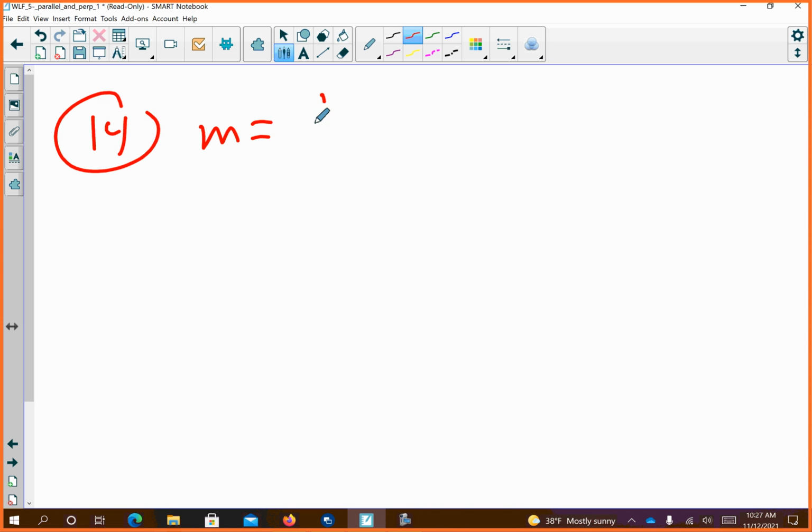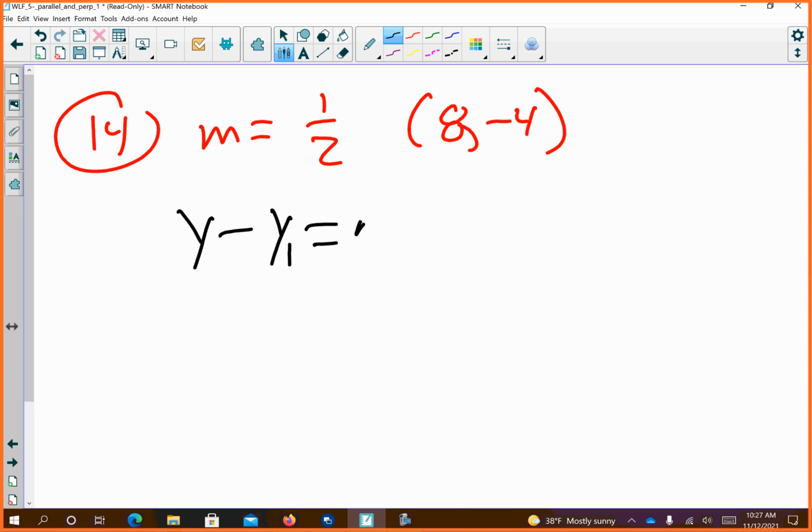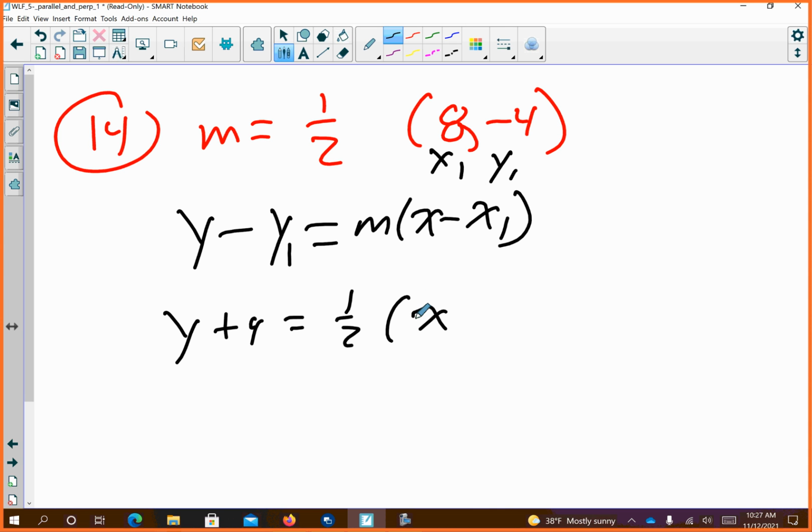So we have a slope of 1/2, and then we have 8, -4. Write the equation of the line passing through the point, 2 points. Use point slope to set up the equation, then convert to slope intercept. So first thing I'm going to do is use point slope. Okay, so that's x1 and y1. Plug them in. So the -4 becomes +4. Half x.